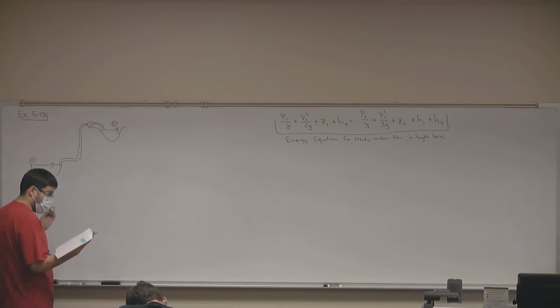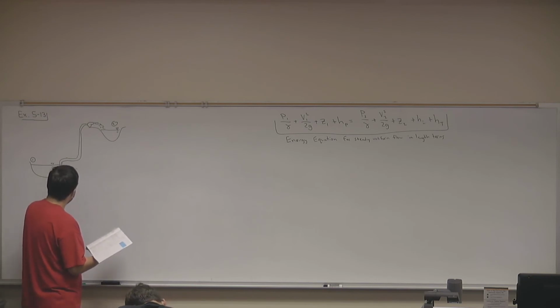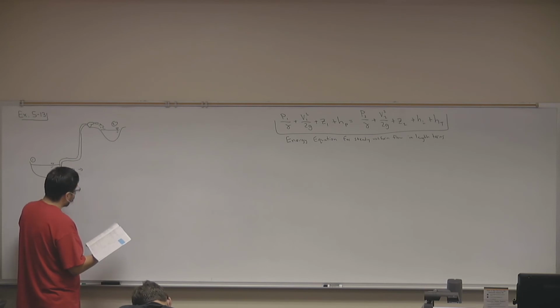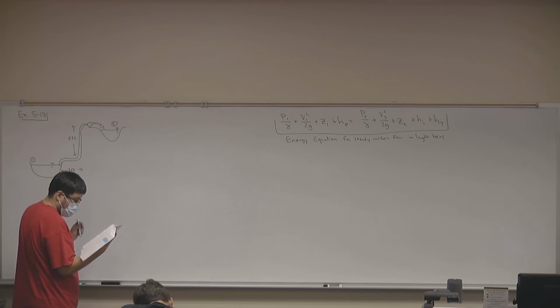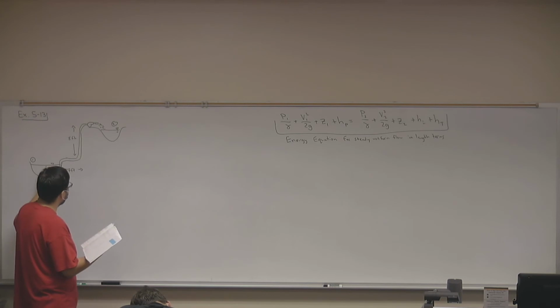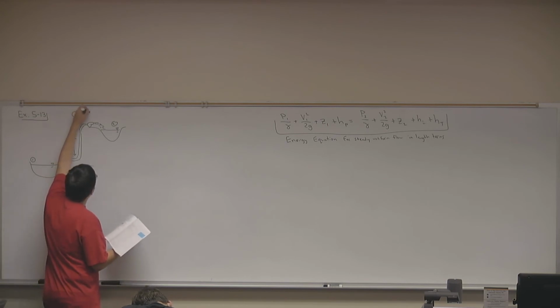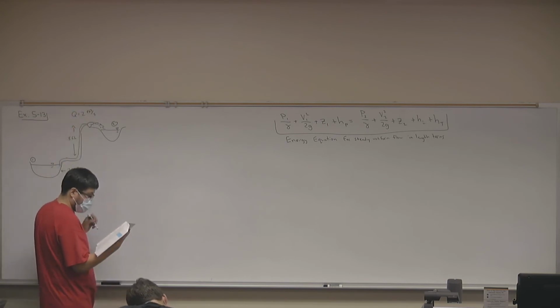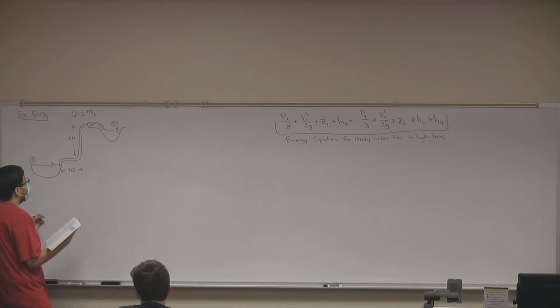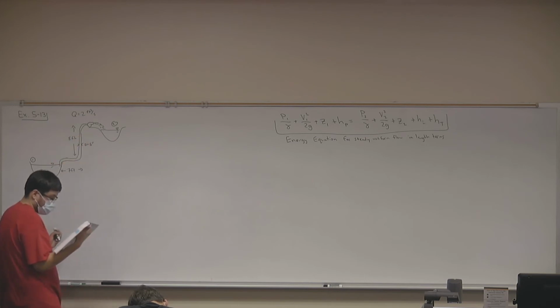Okay, we're given some dimensions, right? We're told that we have about 7 feet of piping, about 8 feet of piping in the vertical direction. What else do we have? We're told that the rate at which water is being transferred from the lower pond to the upper pond is at 2 cubic feet per second. And we're told that the pipe has a diameter of 6 inches.